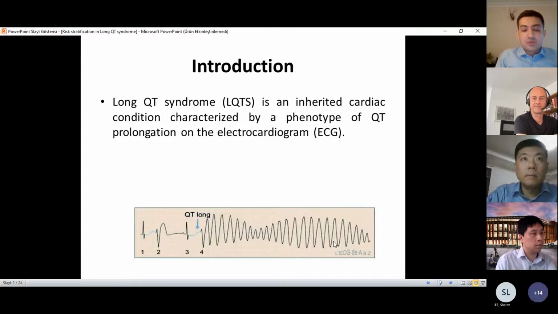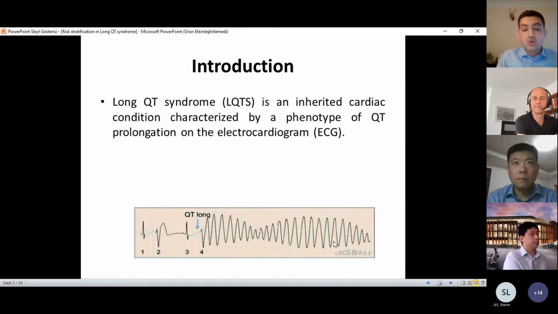Long QT syndrome is an inherited cardiac condition characterized by a phenotype of QT prolongation on the ECG and an increased risk of life-threatening ventricular arrhythmias such as torsade de pointes or ventricular fibrillation. Long QT is caused by altered expression or function of repolarizing ionic channels, mainly loss of function potassium channel mutations, or gain of function sodium or calcium channel mutations that result in reduction of net repolarizing currents.